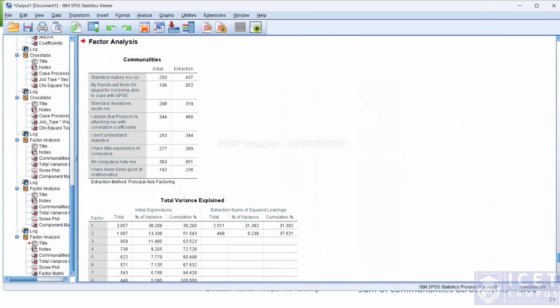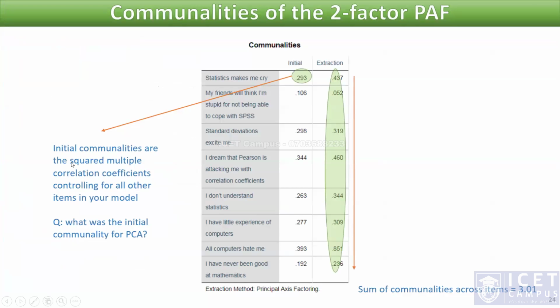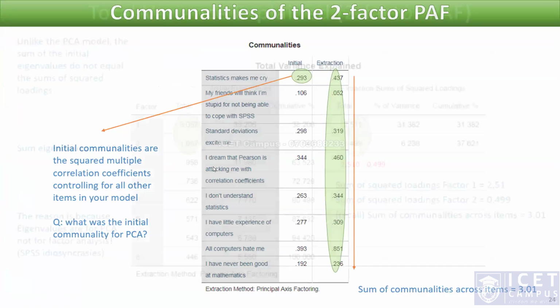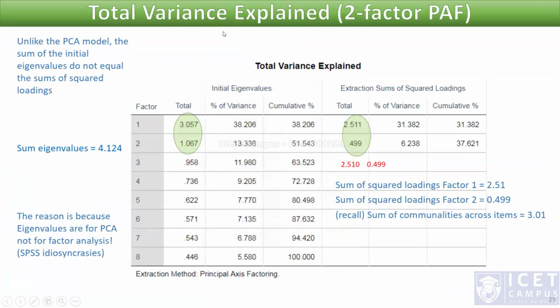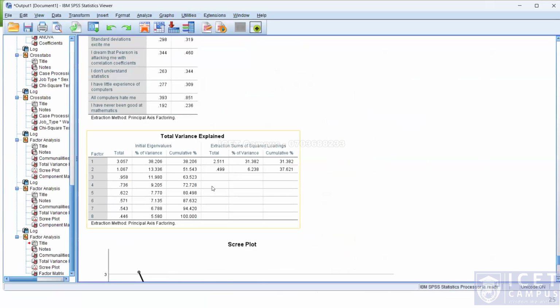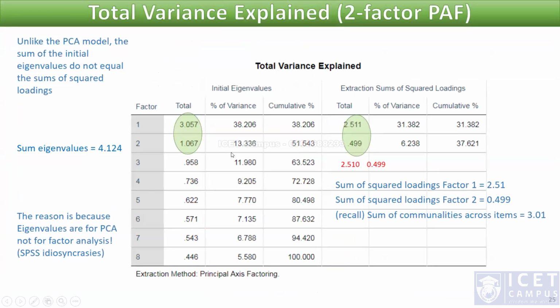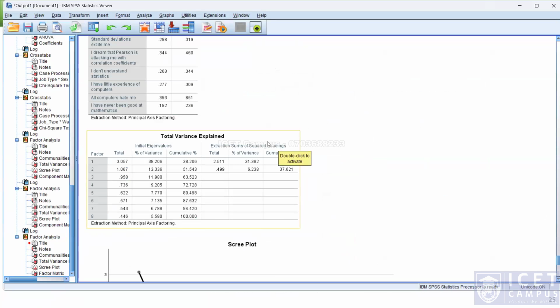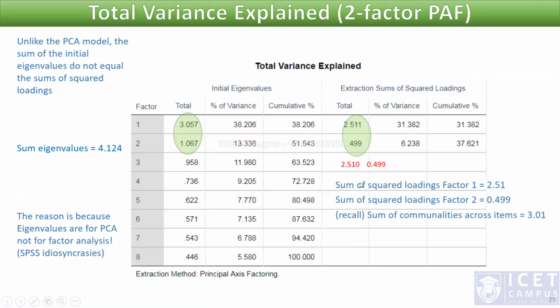You can see the output here. Initial communalities are the squared multiple correlation coefficients controlling for all the other items. What was the initial communality for principal component analysis? You can see here. Again, you can see these two eigenvalues.